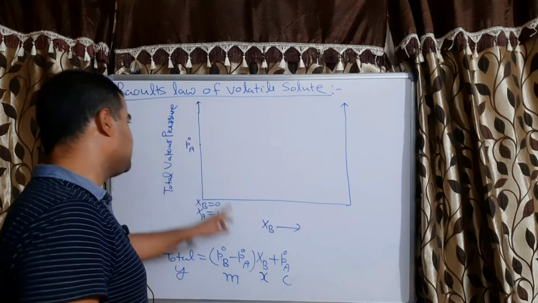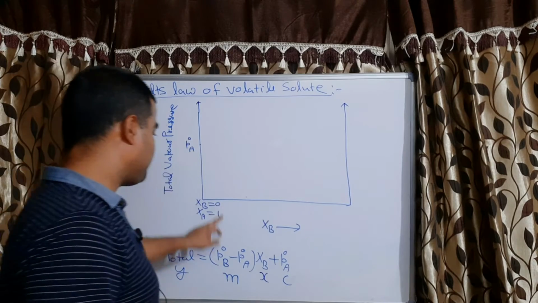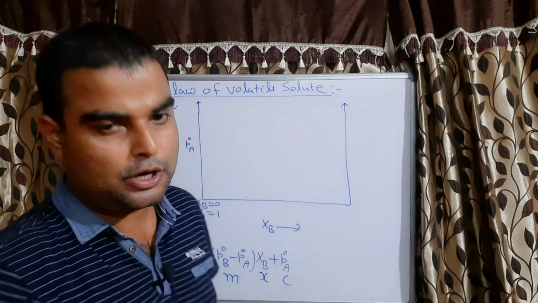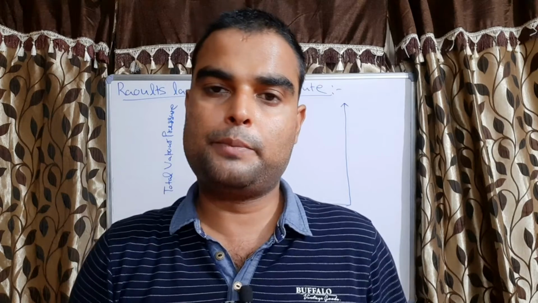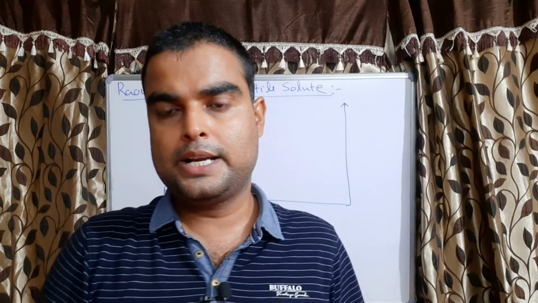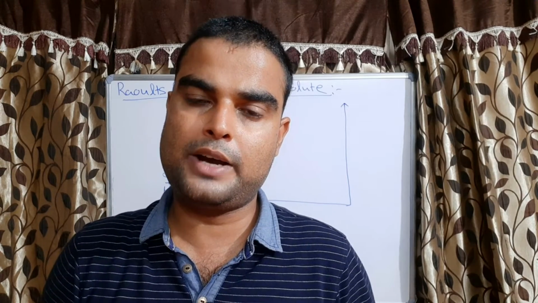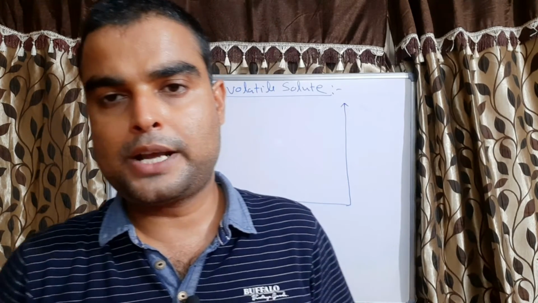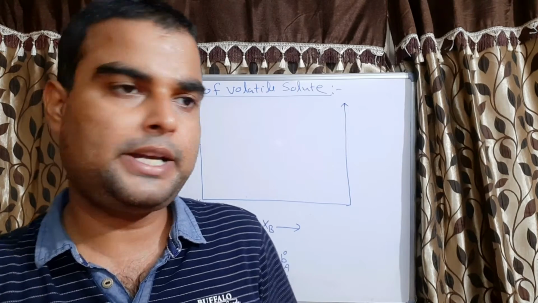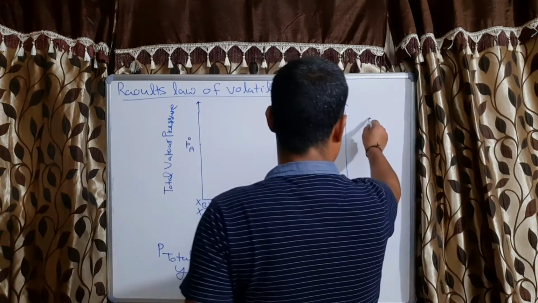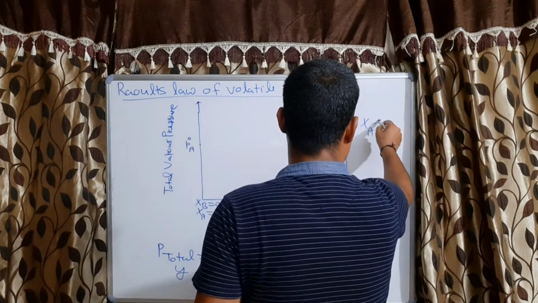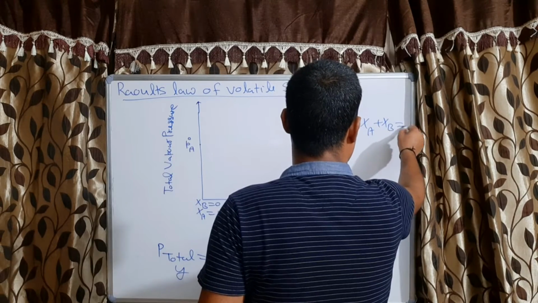What is P naught A? That I have explained. And what is P naught B? P naught B means the vapor pressure of B in pure state. Pure state means there is no component A. When there is no component A, the mole fraction of the B component will be 1 and the mole fraction of the component A will be 0. Why? Because XA plus XB equal to 1.